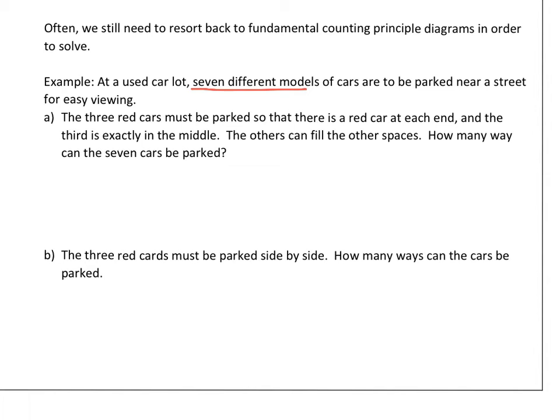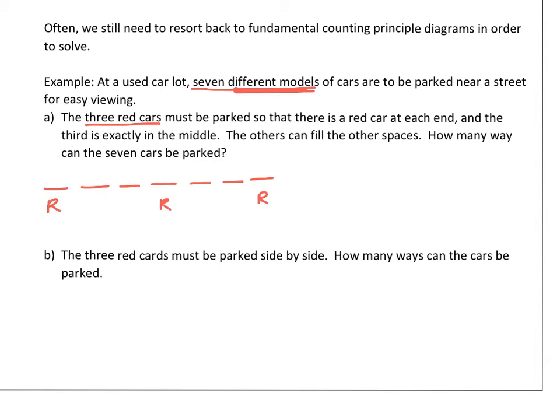The 3 red cars are all different models. So even though there's 3 red, I can tell them apart because they look different. They must be parked so that there is a red car at each end, and the third is exactly in the middle. So if I was to do this with the fundamental counting principle, I would have my 7 spaces for my cars: 1, 2, 3, 4, 5, 6, 7. I know that I need a red car at each end and 1 exactly in the middle.